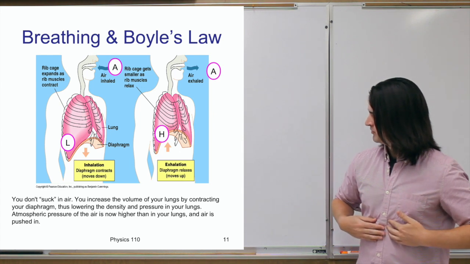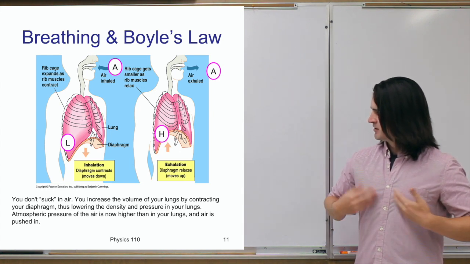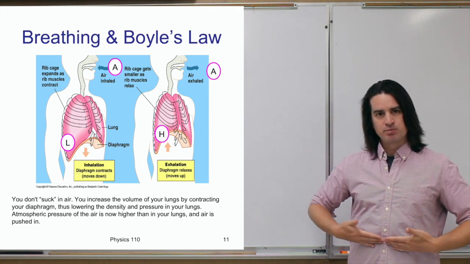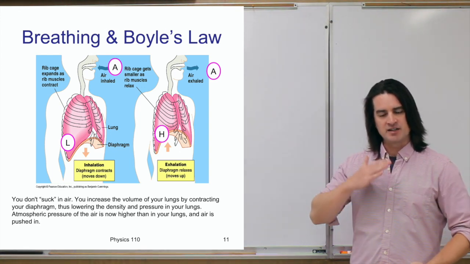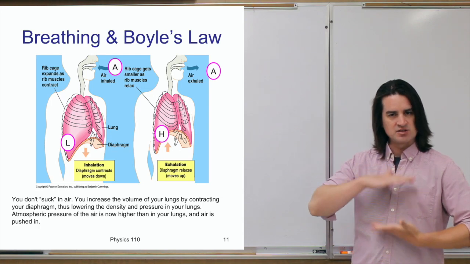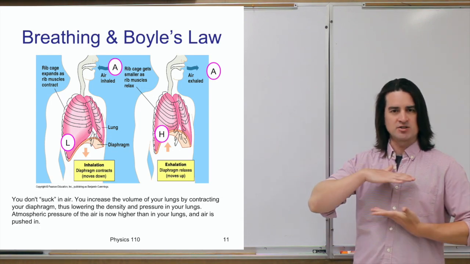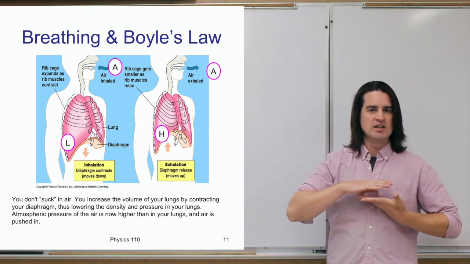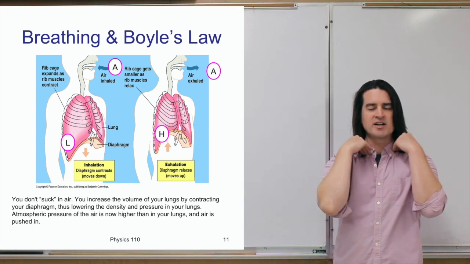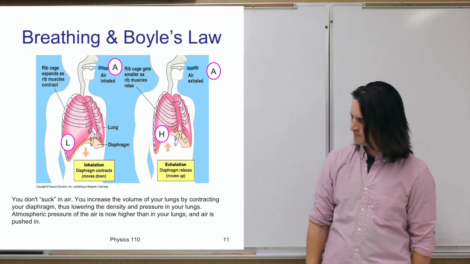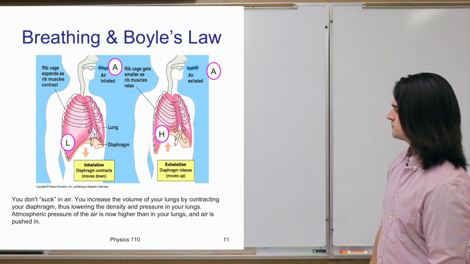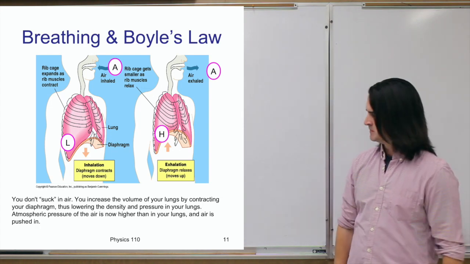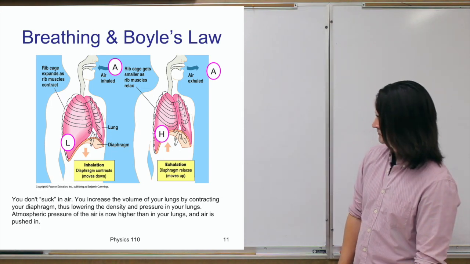And then when you exhale, you relax your diaphragm. What that does is it pushes back up on the lungs. It compresses the gas that's in your lungs. That compression leads to a higher pressure, which is now greater than atmospheric pressure. So now the pressure inside is greater than the pressure outside, and the air is forced out. So in a sense, you kind of spew air out, but you don't suck air in.